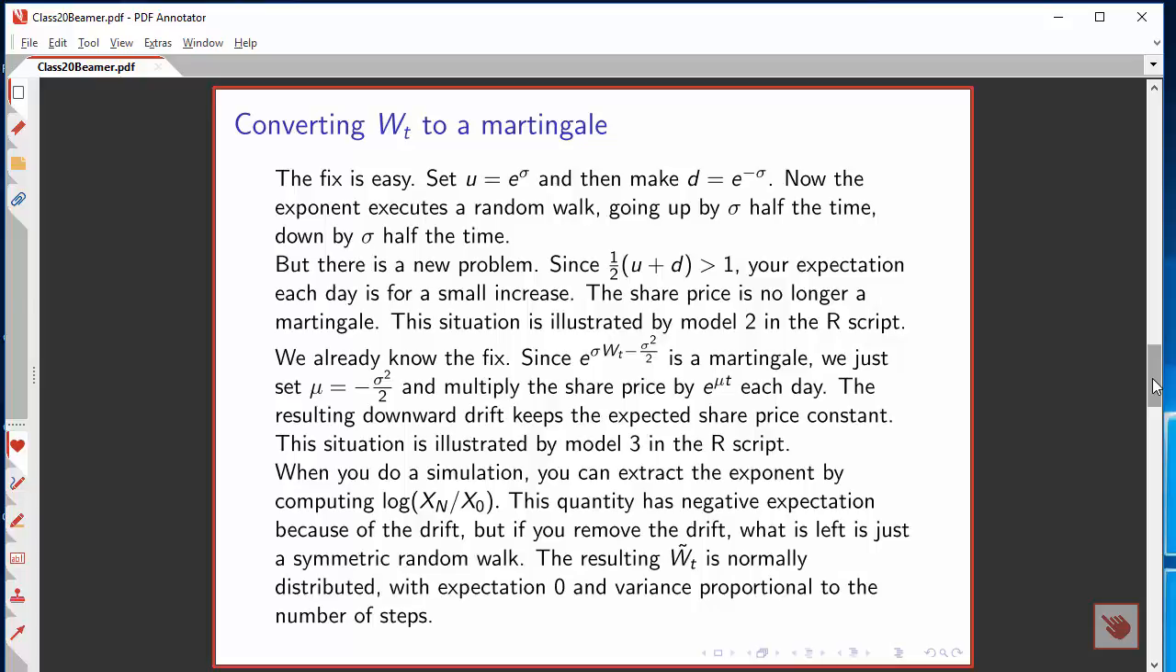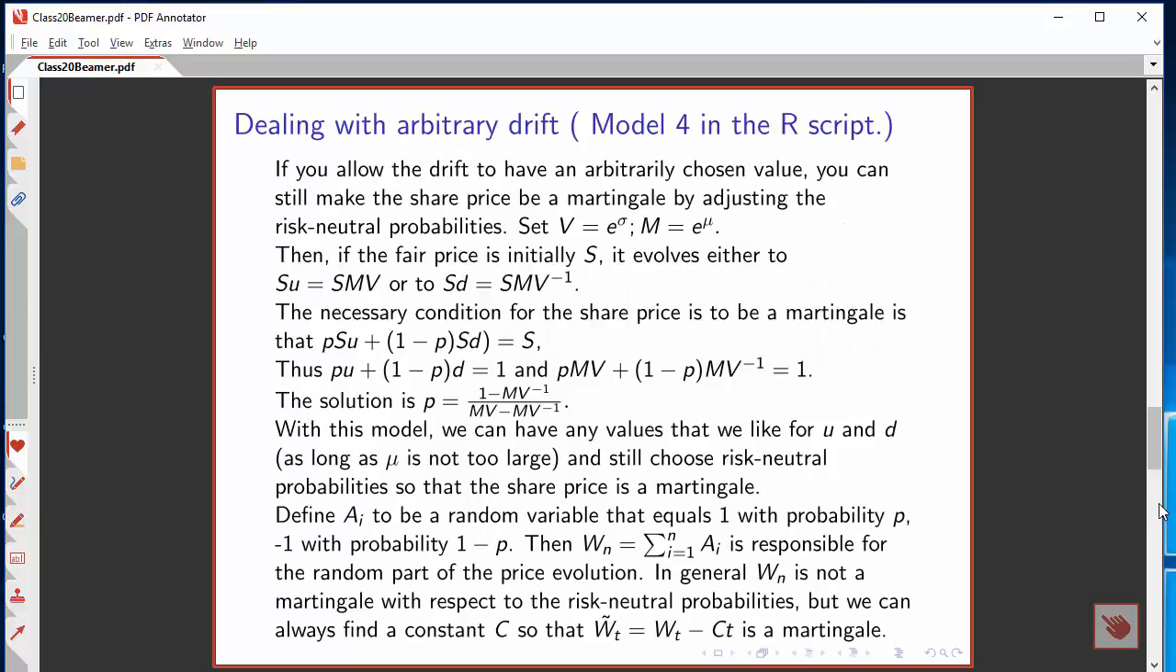This is symbolized by w sub t with the tilde over it, and it turns out that for lots of small steps, this is normally distributed. It has an expectation of 0 thanks to removing the drift, and it has a variance proportional to the number of steps, because it, like w sub t squared minus t, is also a martingale. So now we've introduced drift, and you might ask, well, can I do things with any drift I like? The answer is yes.